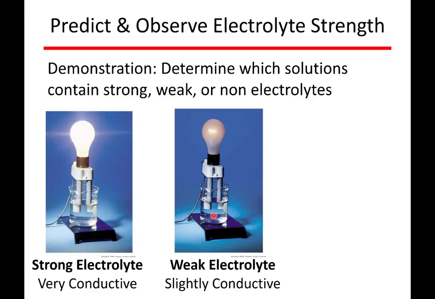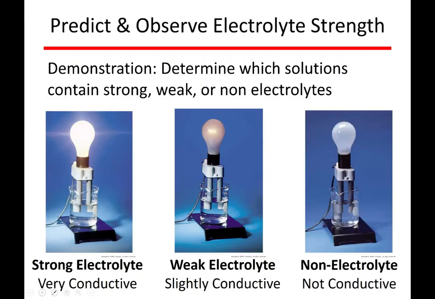And so as a result, you will get the light bulb to come on, but it's going to shine fairly dimly. And if you were to dip the probes into a solution that contains a non-electrolyte, then the solution does not conduct electricity at all. And as a result, you will not be able to complete the circuit and the light bulb will not turn on at all. So in a moment, you're going to see a demonstration that will show different solutions and you'll be able to see the differences in their electrolyte strength and their ability to conduct electricity.